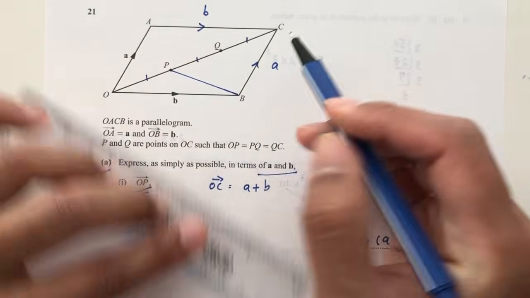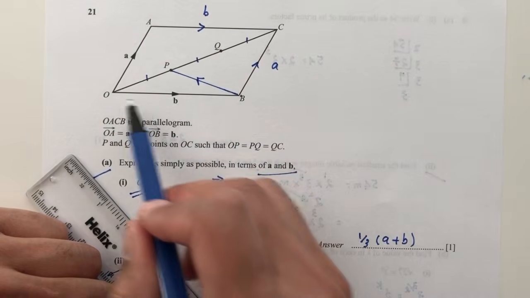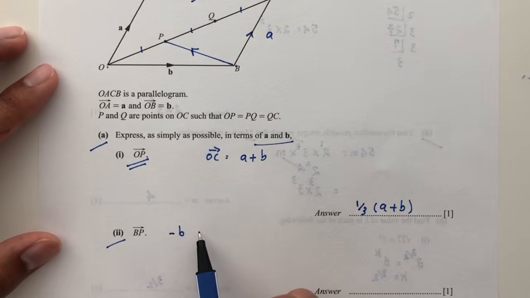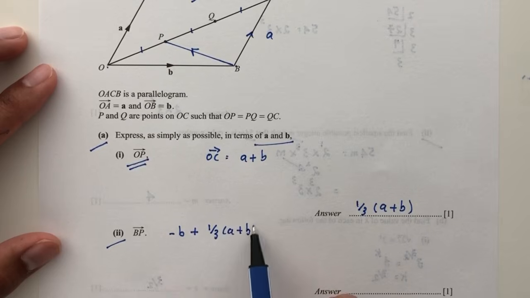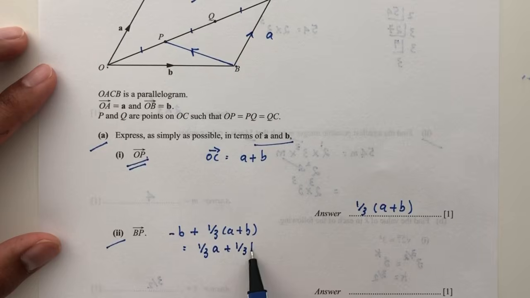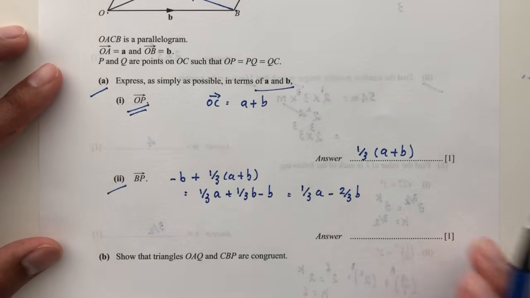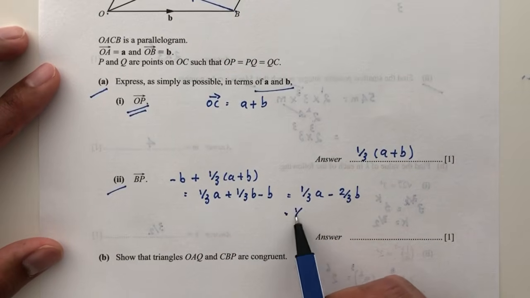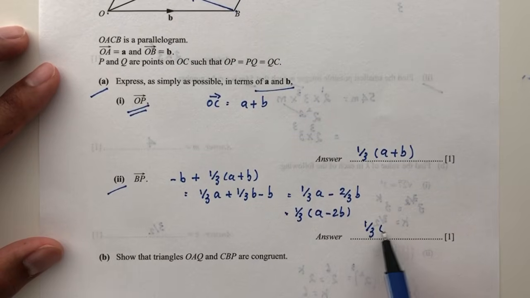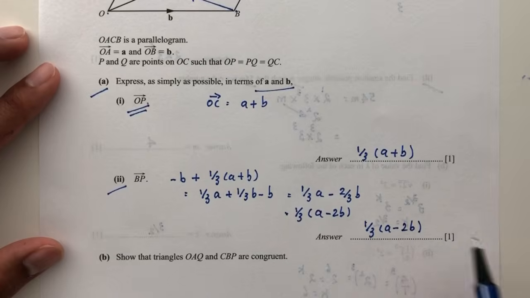So pretty easy as well. To find BP, you have to go B to O, O to P. So B to O is minus B, and O to P, you have just found it is 1/3 A plus B. That will be 1/3 A plus 1/3 B minus B, which is 1/3 A minus 2/3 B. If you want, you can take out 1/3, and you will have A minus 2B. So this is your answer, A minus 2B.